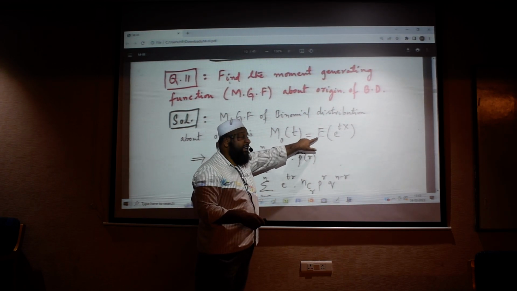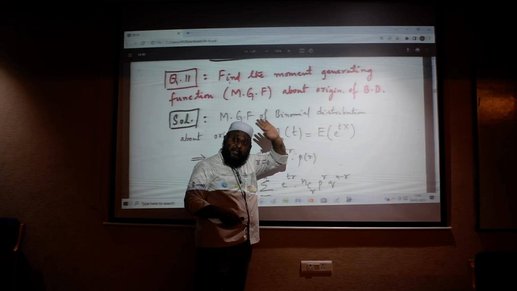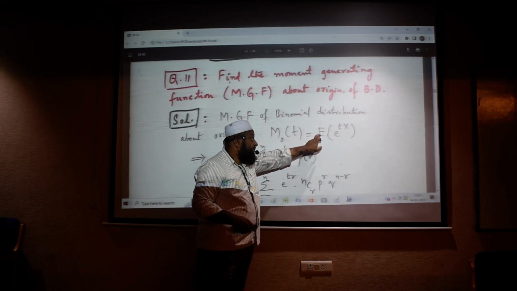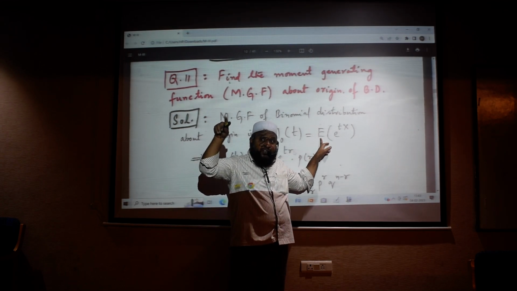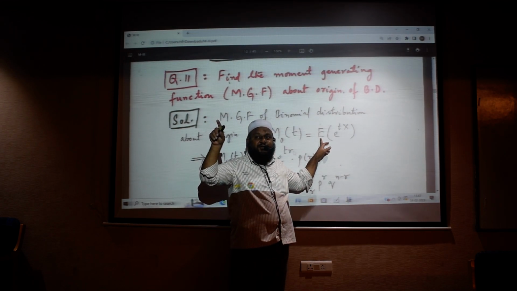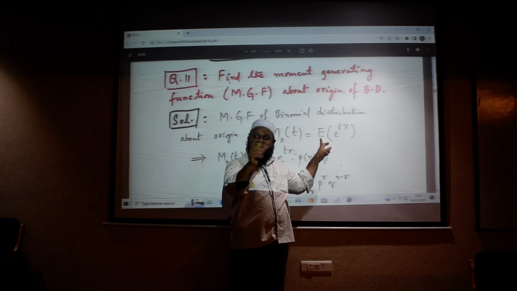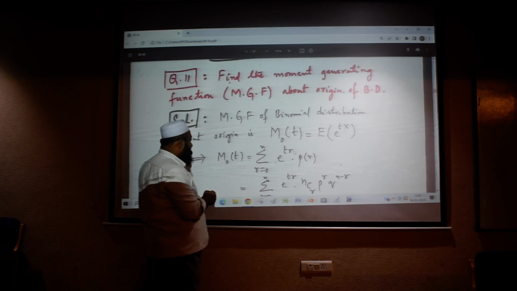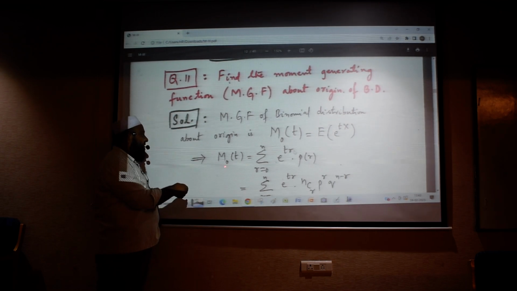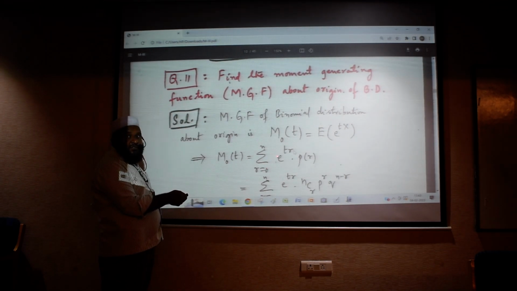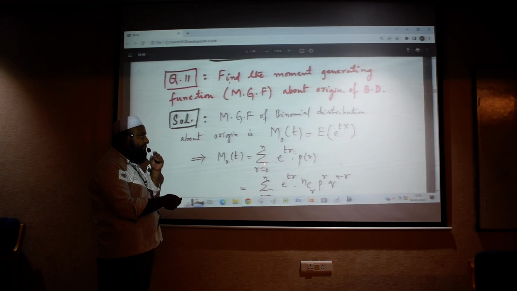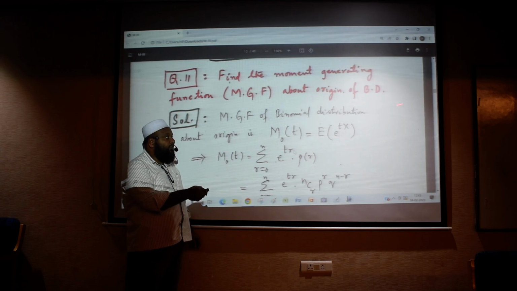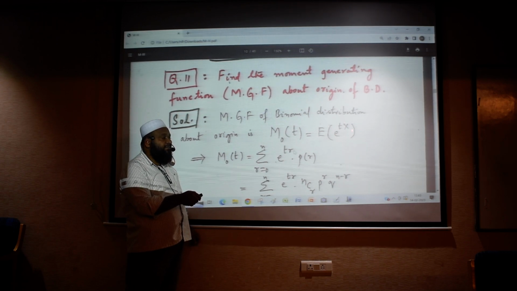That is equal to the expectation of e to the power of tx. Expectation is calculated for g of x, do you remember? You need to multiply g of x with the probability. So this moment generating function is the sum over r equal to 0 to n. Because it is discrete, you use sigma. If it is continuous, you use an integral.